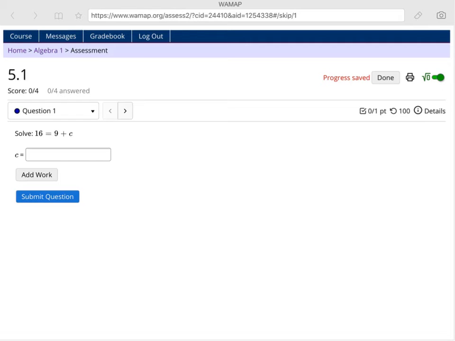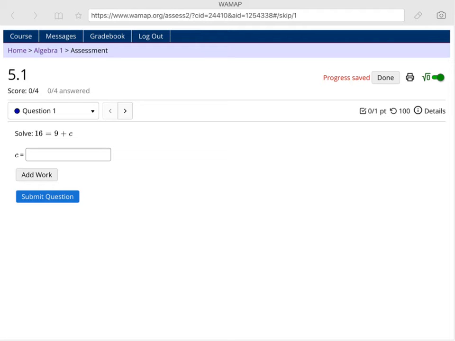A little side note here, notice my variable ended up on the right side. That's okay. It doesn't have to be written as C equals in order for it to be the same thing. Whether the C is on the left or on the right, as long as it's by itself, it's all good for you.